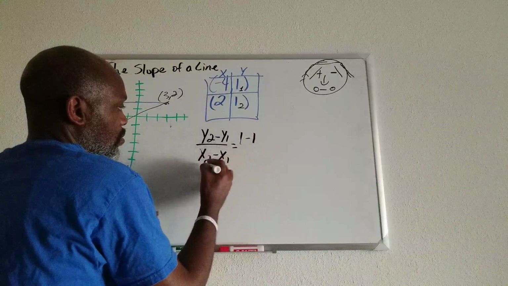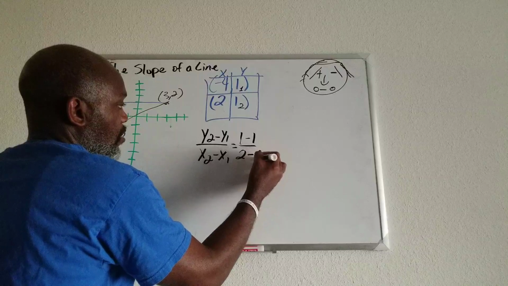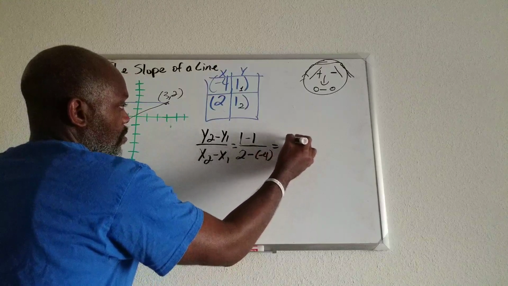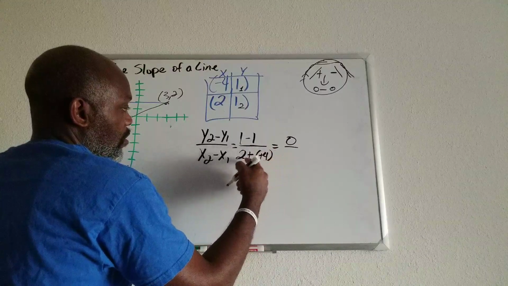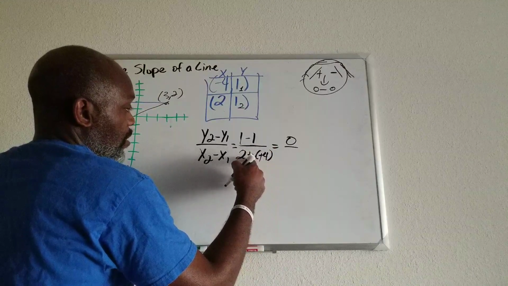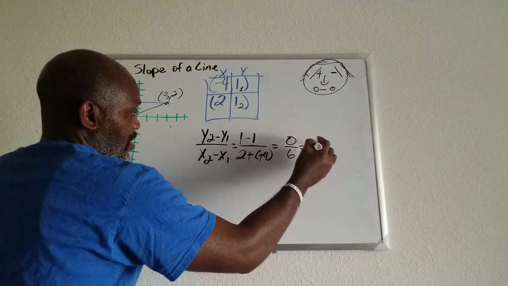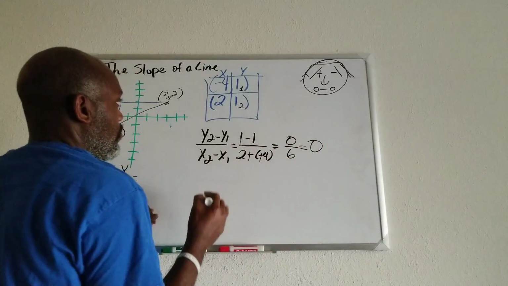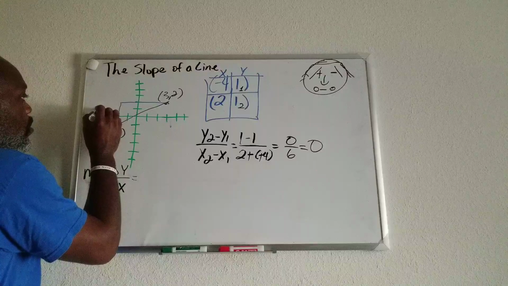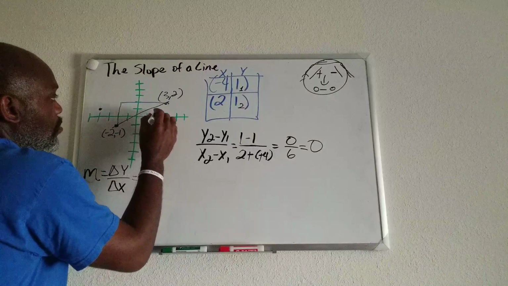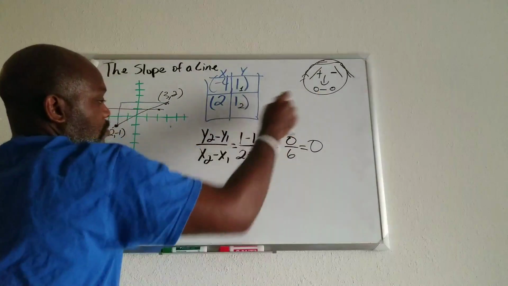One minus 1, over 2 minus -4. That's 0 over 2 minus -4; minus a negative, you get a positive. 0 divided by 6 is 0. So if I put it on the graph, -4, 1 and 2, 1, and I connect those dots, it's flat. So 0 slope.